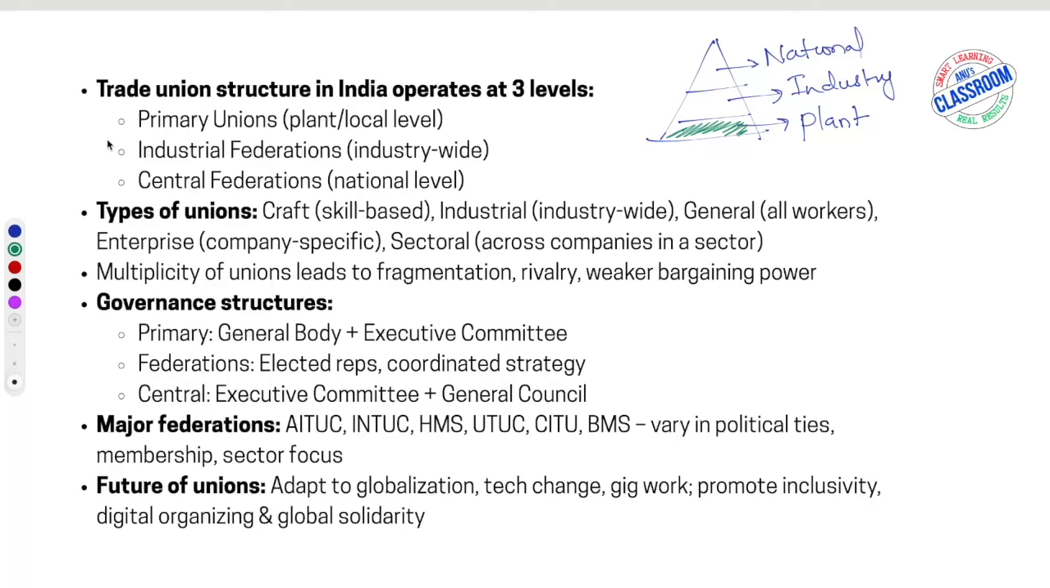Next comes the industrial federations. That is one step up in the scale. The industrial federations bring together several primary unions within the same industry. For example, if many primary unions are there across different steel plants, then they come together and form something like the Indian National Iron and Steel Workers Federation. These federations help workers coordinate their efforts and make their voices louder.